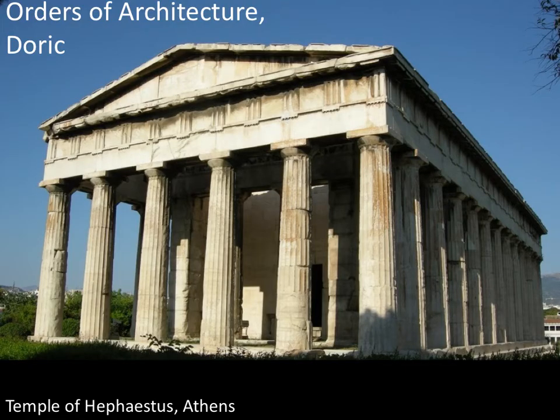Here we have the Temple of Hephaestus in Athens, which is one of the more complete temples that we have in that corner of the world. And it's absolutely Doric. Look how strong and massive those columns look. They look like a temple to a strong god. And of course, Hephaestus was one of the physically strongest gods.